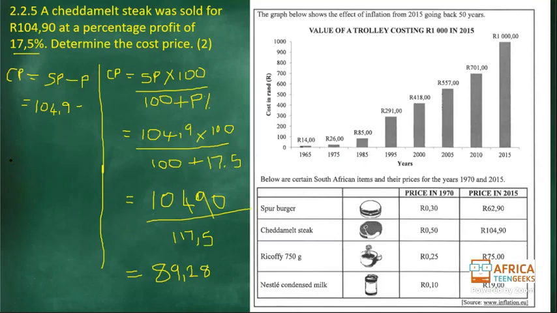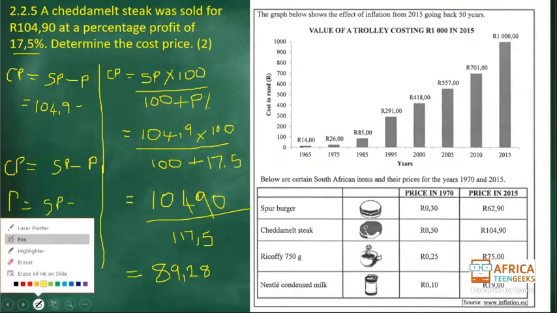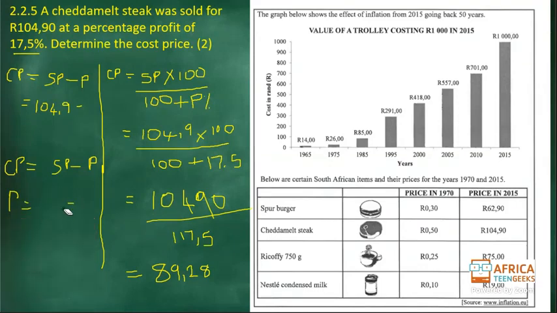Okay, let me show you. Let's manipulate this formula. Cost price is equals to selling price minus profit, right? If I wanted to find profit, it would be cost price minus, wait, let me show you here. I would move everything else to the other side, right? Where's my eraser so that I write clearly?